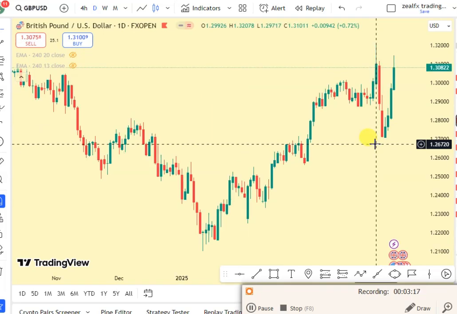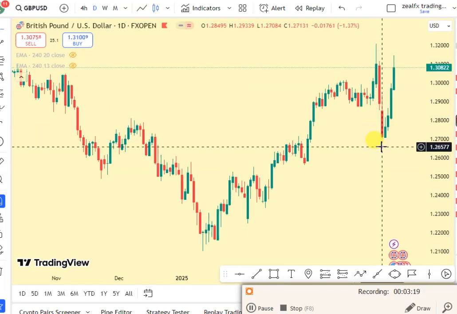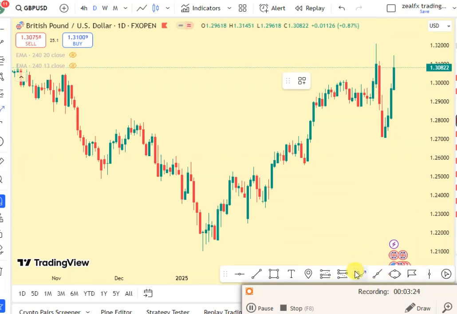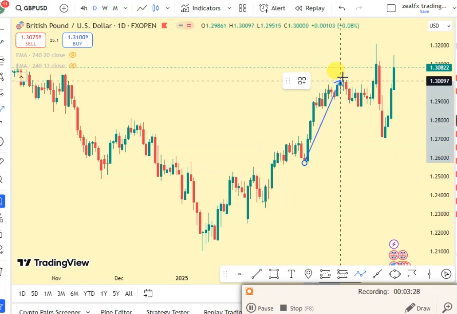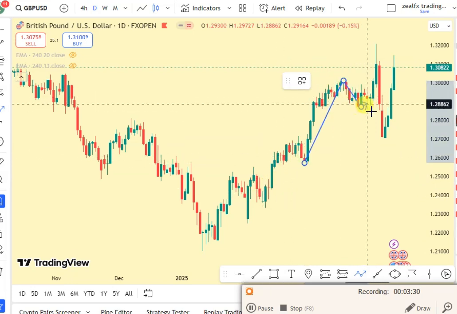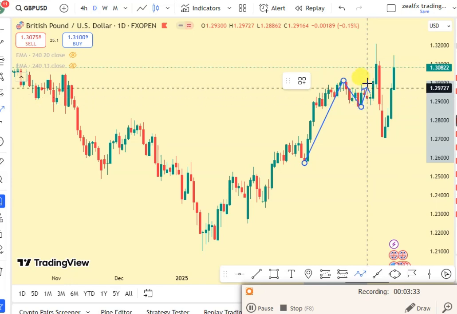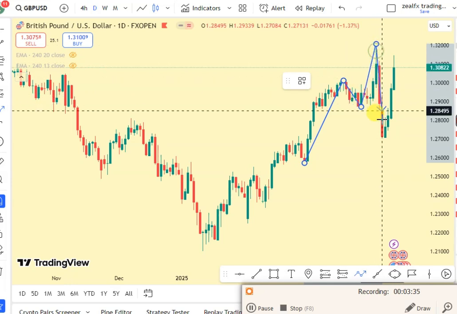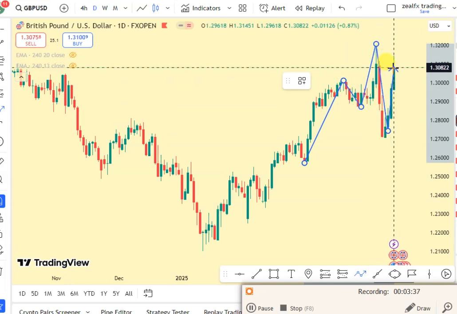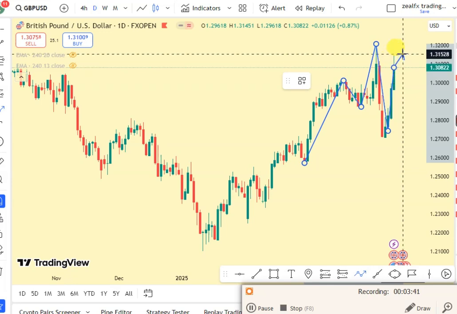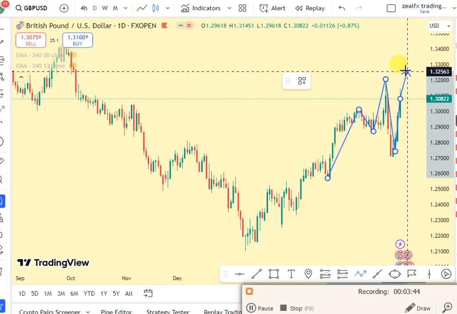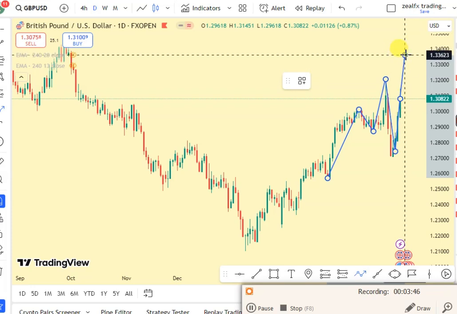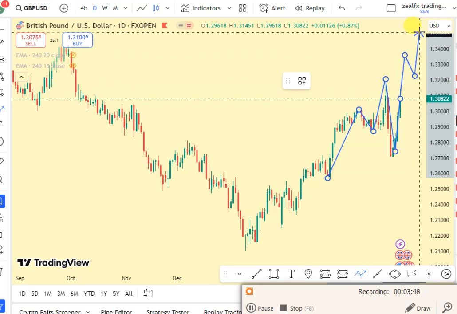British pound USD on my daily chart still remains in a sideways trend. You can see we still have a sideways trend, which we have when price breaks below this higher low. So price has been on a sideways trend on the British pound USD. So what we expect on the British pound USD this week, if price breaks this high, we expect price to retest and we'll see price continuation.